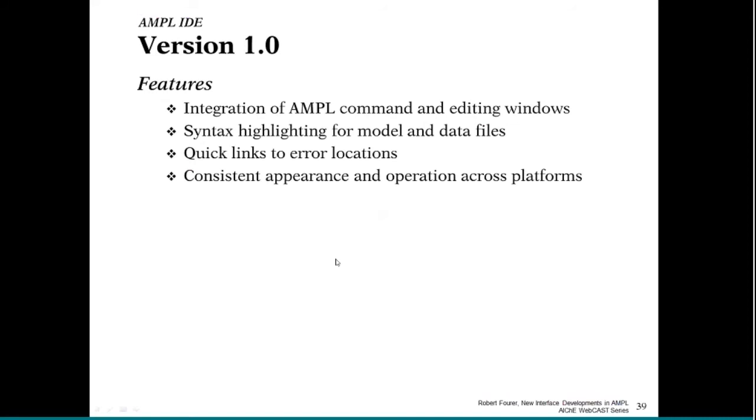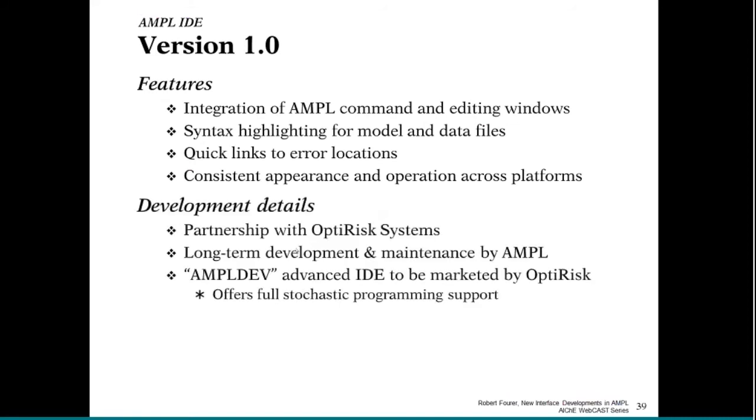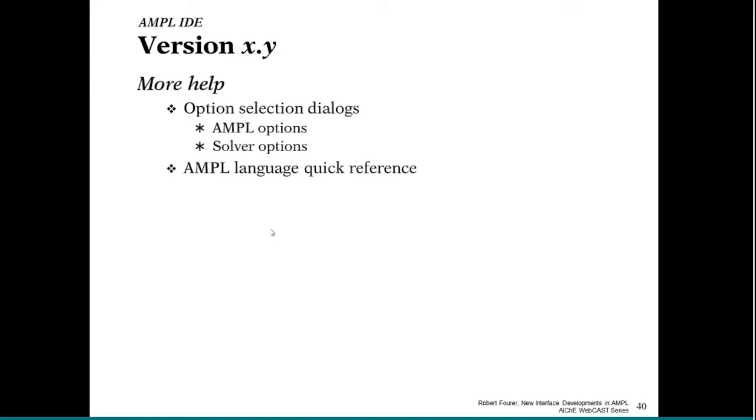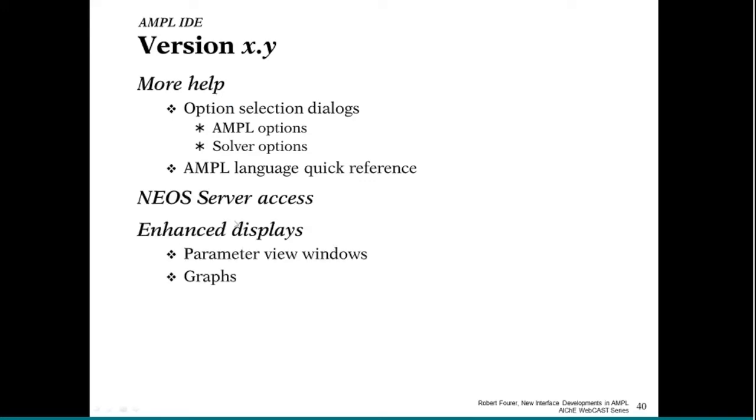So the current version does all those things I've shown you, and we've done this as a partnership with an AMPL distributor called Optimization Systems, but we're going to be making this part of the AMPL product, basically taking it over ourselves. They have a fancier version that does some stochastic programming support, which is another whole story. And then in later versions, I hope a lot of things will get added. So things to help you with options and so forth, and maybe access to the Neo server and various enhanced displays and so forth. And so hopefully we'll get some suggestions for that.